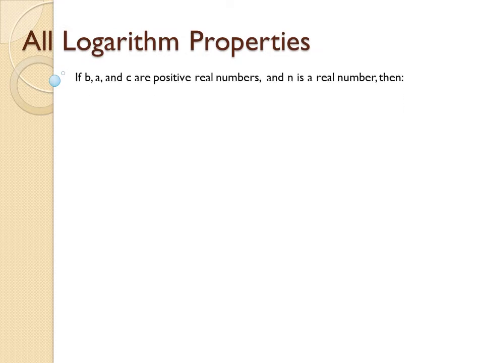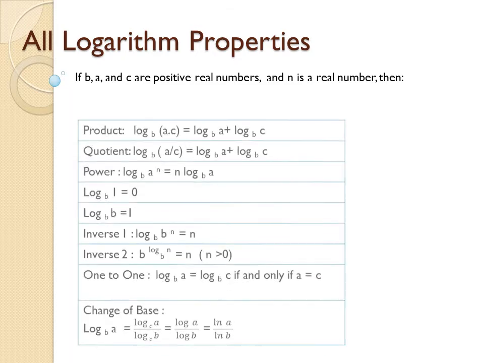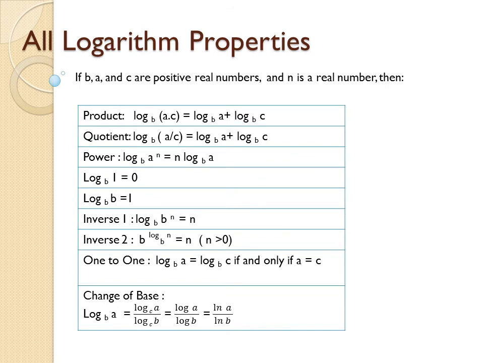Now we will discuss all logarithm properties in a nutshell, so that they can be used for your exam purpose. If a, b and c are positive real numbers and n is a real number, then the first formula is the product formula, that is log ac to the base b equals log a to the base b plus log c to the base b. So the multiplication becomes a summation. Next one is the quotient formula, log a by c to the base b equals log a to the base b minus log c to the base b. It will be minus; it is a printing mistake. So that is the quotient formula.